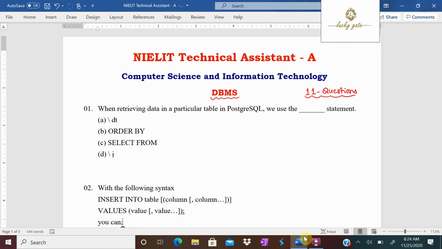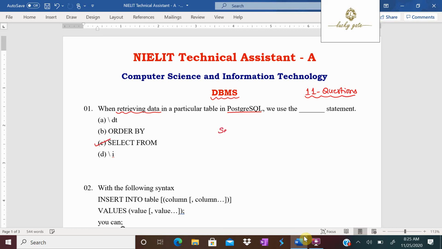Coming to question 1, when retrieving data in a particular table in PostgreSQL, there are different forms of databases. It is one of the databases. We use a dash statement for retrieving data from the database. Even if there may be any type of database system, we will use a query called select from.